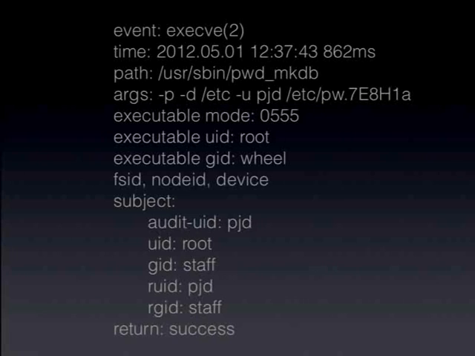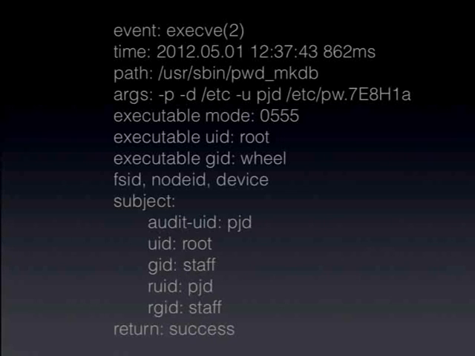Okay, let's get back to audit. What audit can do is provide a really detailed log about the activity of users, daemons, and other processes. For example, this basically lists what kind of information you can find in an audit record. This one is related to the execve system call. So you have the exact time when someone executed a command. You have the full path to this command. You have all the arguments for the command. You have some information about the executable, like mode, owner ID, owner GID, and other file system information, and you have also information about the subject.